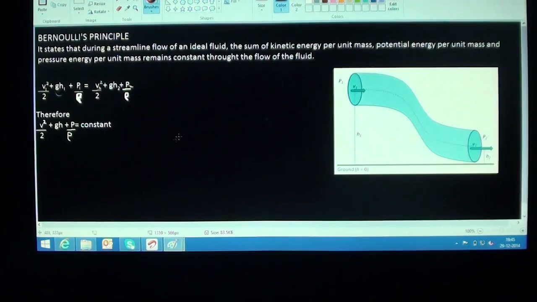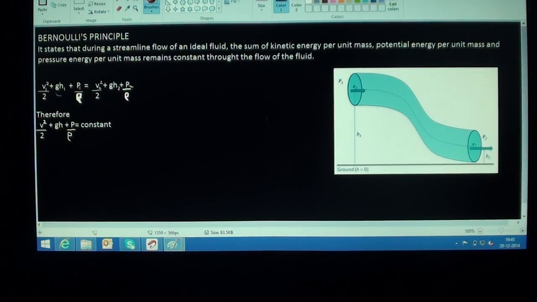Now let's get on to Bernoulli's principle. It states that during the streamlined flow of an ideal fluid, the sum of kinetic energy per unit mass, potential energy per unit mass, and pressure energy per unit mass remains constant throughout the flow of the liquid. Let's consider this to be a pipe, and the fluid coming like this. Pressure 1 is P1. The kinetic energy is half mv square, potential energy is mgh, and pressure energy is m into p divided by rho. Rho is the density of the fluid.